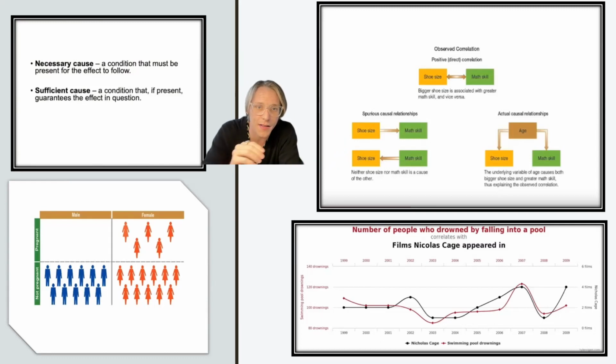Now, a necessary cause is a condition that must be present for the effect to happen. It must be present. Having female sex organs is a necessary cause for getting pregnant. Yet a sufficient cause is a condition that guarantees the effect in question. Having female sex organs is not a sufficient cause for getting pregnant. Otherwise, all females would get pregnant.